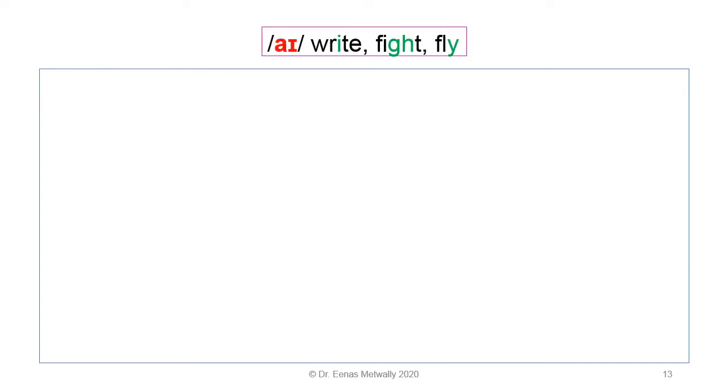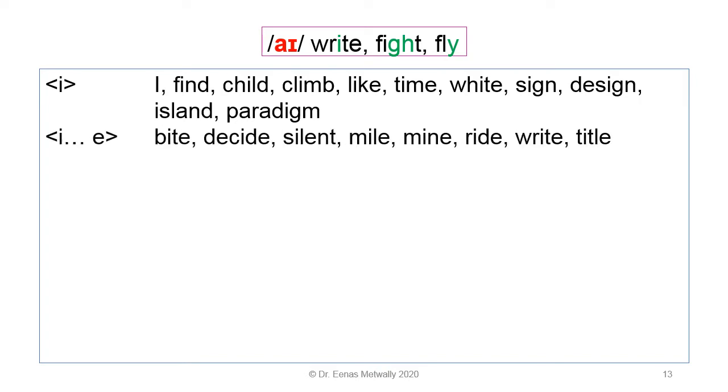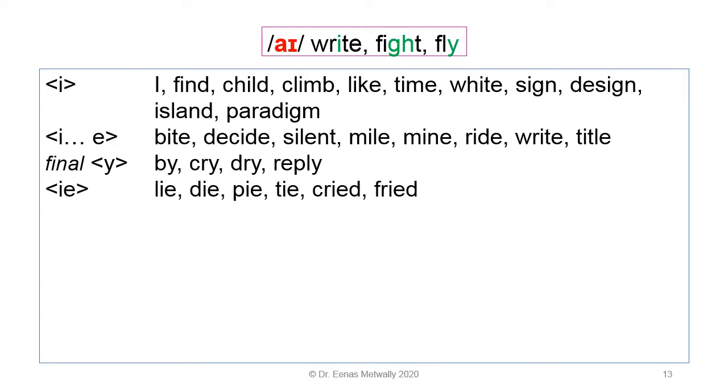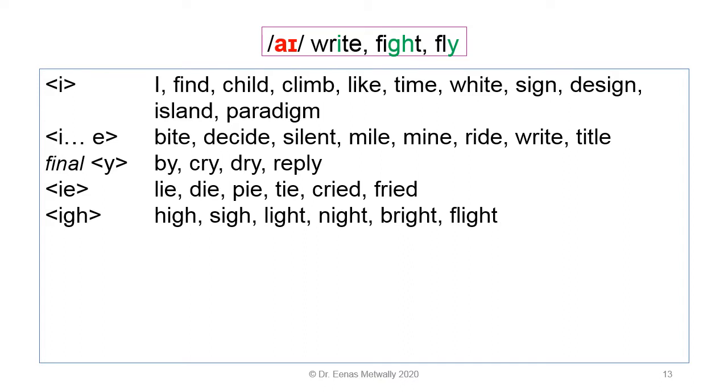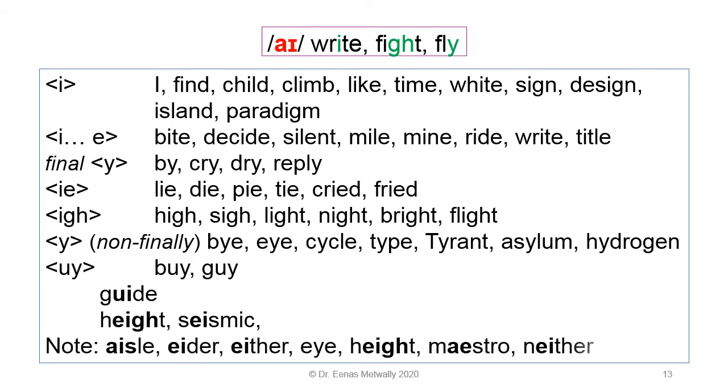Here are the different spellings for I. I, find, child, climb, like, time, white, sign, design, island, paradigm. Bite, decide, silent, mile, mine, ride, right, title. Buy, cry, dry, reply. Lie, die, pie, tie, cried, fried. High, sigh, light, night, bright, flight. Buy, I, cycle, type, tyrant, asylum, hydrogen. Buy, guy, guide, height, seismic.